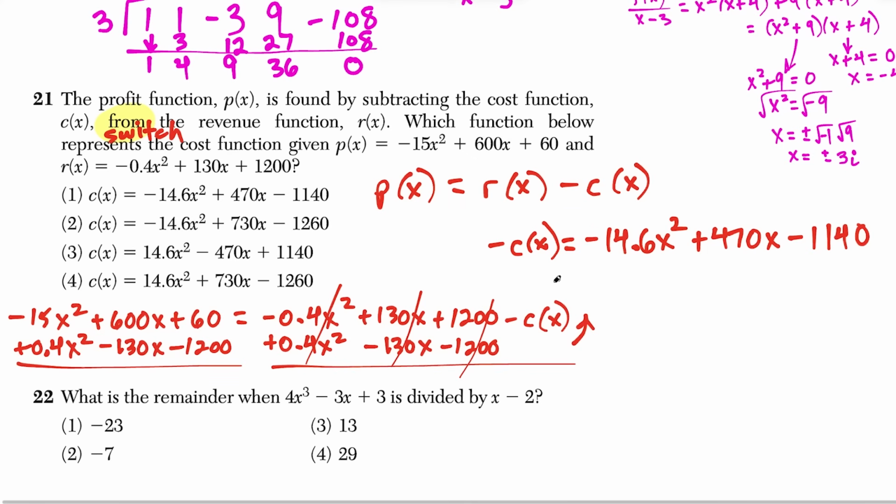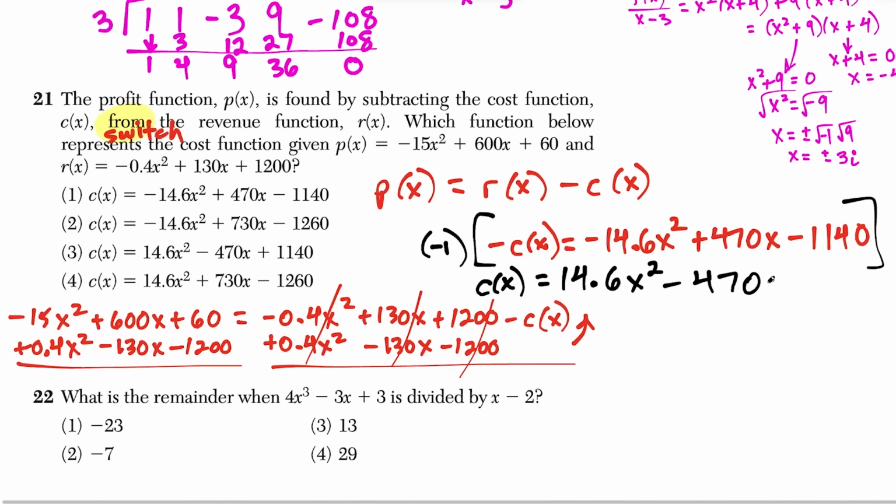But now to find our final answer, we need this to say c of x equals, not minus c of x equals. We could just multiply everything here by negative 1. And this is going to give us c of x equals, and we're just going to change the sign of everything. We're going to have 14.6x squared. Then we'll have minus 470x, and then we'll have plus 1,140. And now we scan the answer choices here, and it's going to be one of the last two, and it's going to be choice 3. See that we have 14.6x squared minus 470x plus 1140.